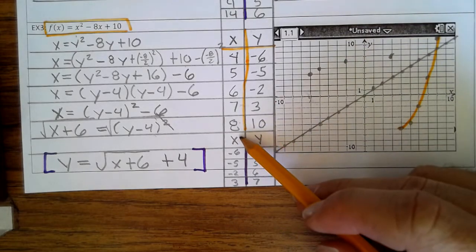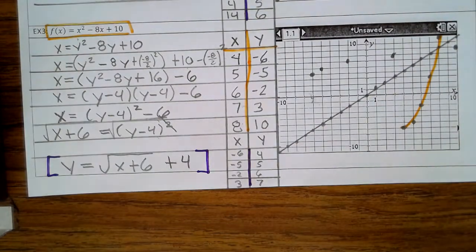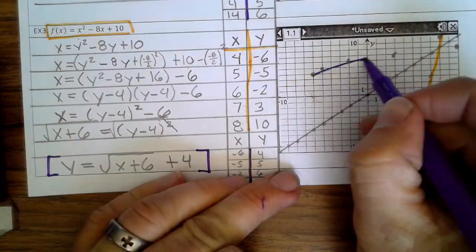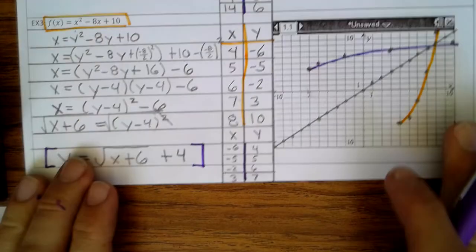All right, you can see here that it reflects over the y equals x line. So with that, go ahead and finish up your examples and have a wonderful Wildcat day.